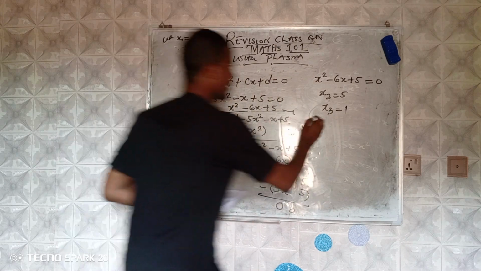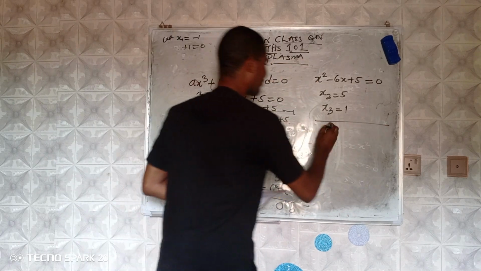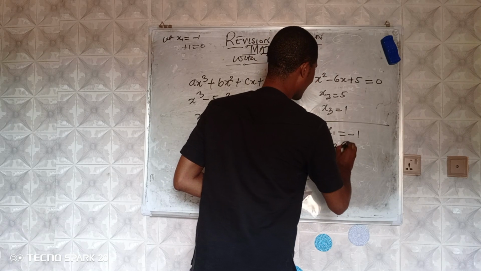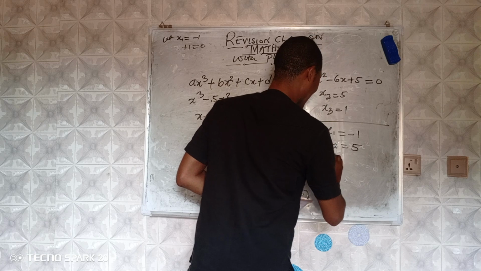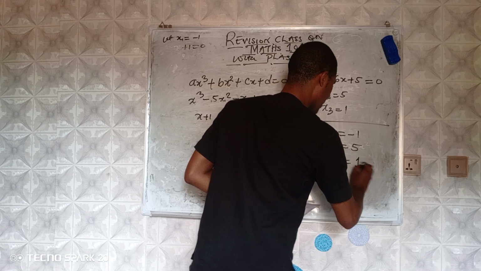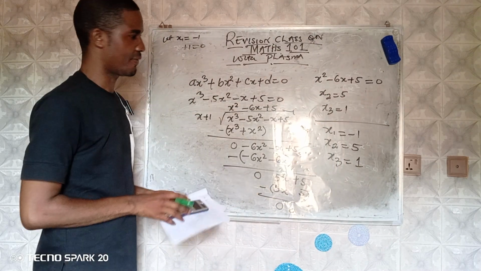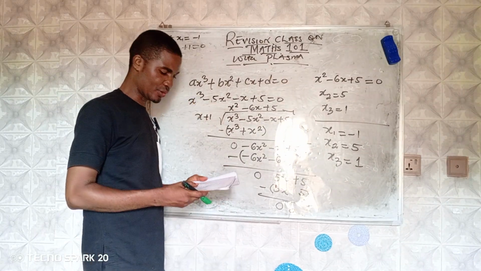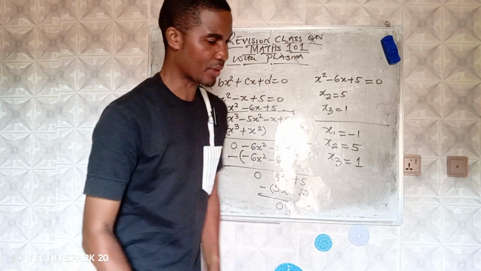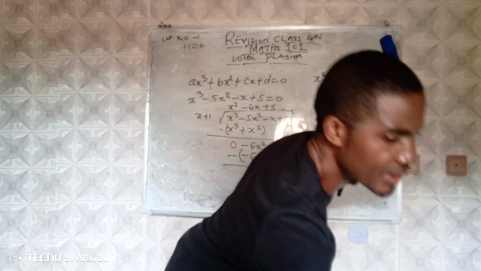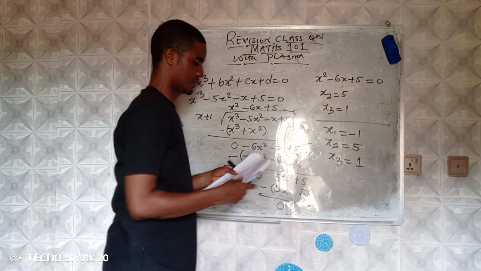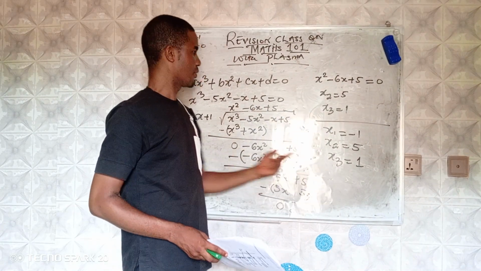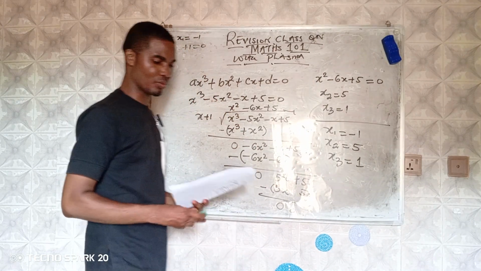So finally, if I factorize this, I have my x1 equals minus 1, x2 equals 5, and x3 equals plus 1. Those are the 3 values of x that you get by factorizing this cubic equation. So these are the 3 values of x we are going to get when we factorize this cubic equation.